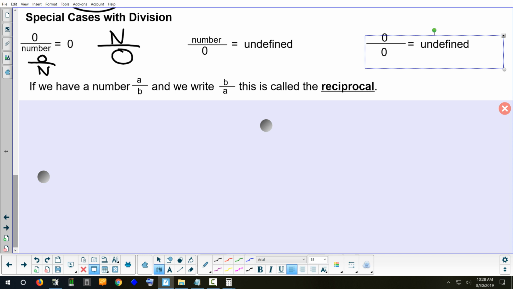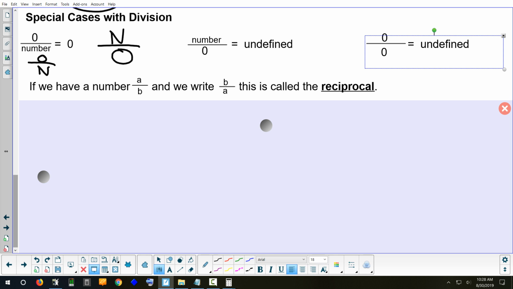Reciprocal. All right, so I kind of already showed you, I was going to ask you guys, how many people have heard of that word before, reciprocal? Yeah, it's just a fancy way of saying flip. That's all it means, flip. Put the bottom in the top, put the top in the bottom. Flip it.